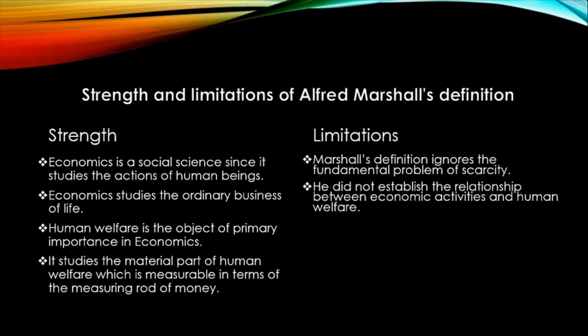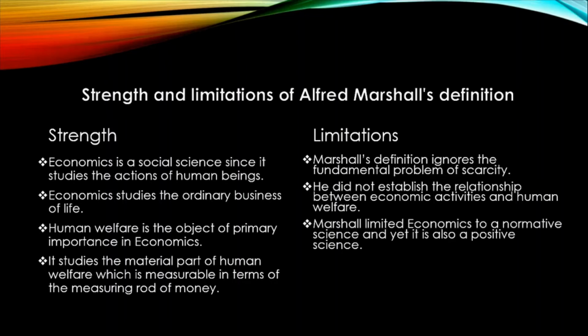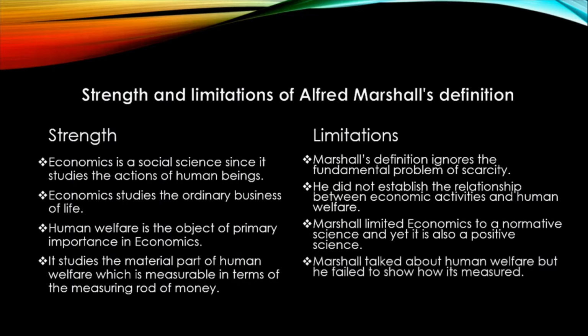The third limitation is that Robbins also argued that Alfred Marshall limited economics to a normative science, and yet it is also a positive science since economics prescribes policies, theories and models. And the fourth limitation is that Robbins argued that Marshall talked about human welfare and he failed to show how it is measured, meaning that his definition wasn't scientific.